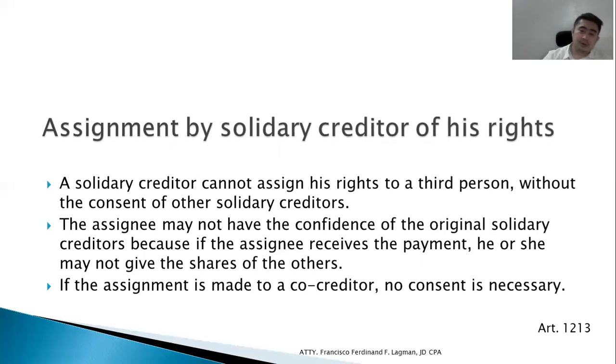Alright? So kumbaga merong mutual agency among the solidary creditors. So hindi pwede na i-assign, kung ikaw yung isa sa mga solidary creditors, hindi mo pwede i-assign yung right mo to a stranger. Okay? Unless all the other solidary creditors agree.